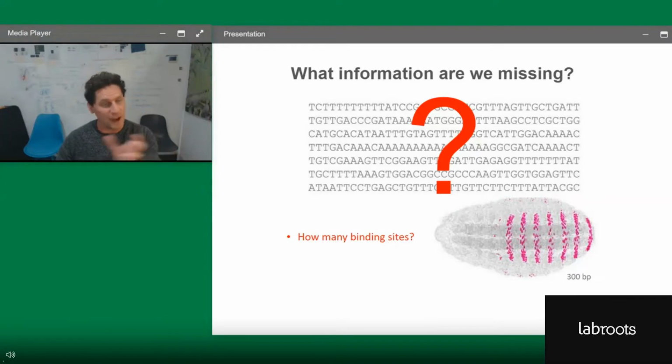For instance, how many of these binding sites for these transcription factors will sit down and tell it to turn on during development? Is it 1? Is it 2? Is it way more than that? There are other things too, such as how robust these are.